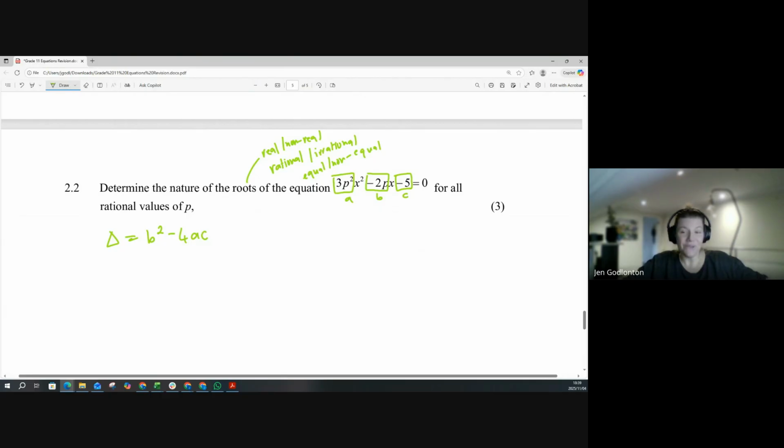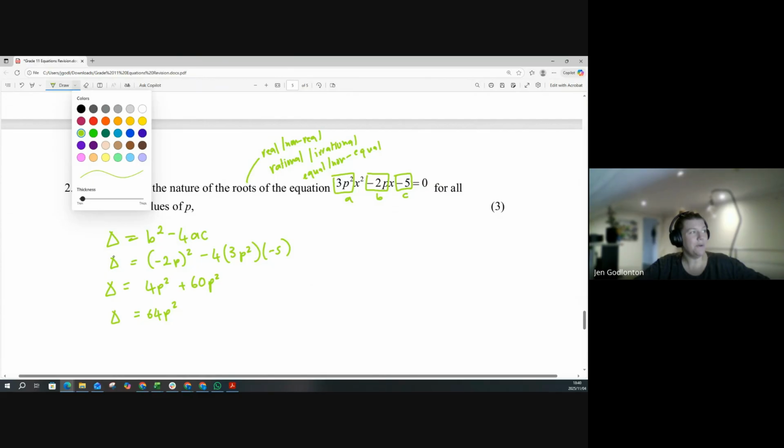So first step is let's figure out what our B squared minus 4AC is, so what our delta value is. That's going to be negative 2P squared minus 4 times 3P squared times negative 5. Okay. So my delta value is going to be 4P squared plus 60P squared, which gives us 64P squared. That's a big bulk of what we have to work out.